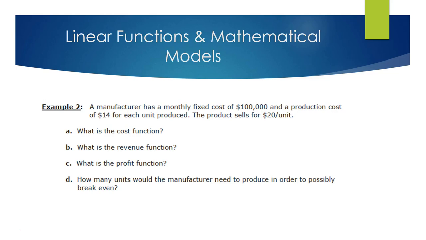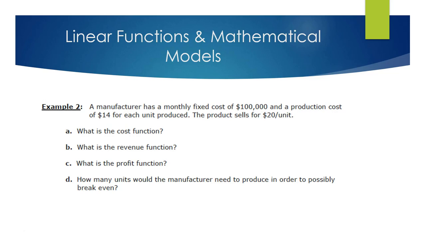So a manufacturer has a monthly fixed cost of $100,000 and a production cost of $14 for each unit produced. The product sells for $20 per unit. What is the cost function? What is the revenue function? What is the profit function? And how many units would the manufacturer need to produce in order to possibly break even?